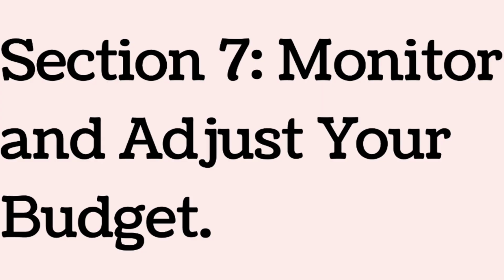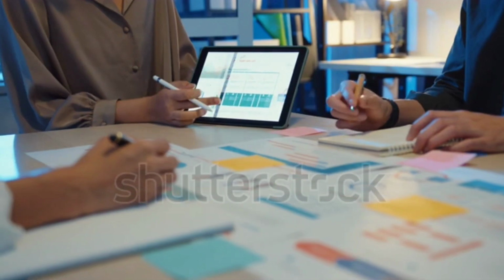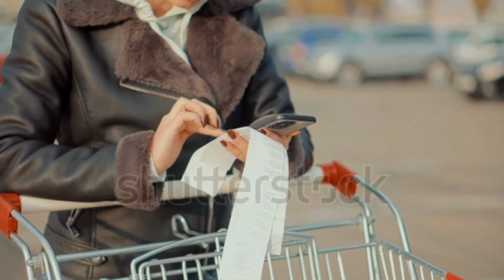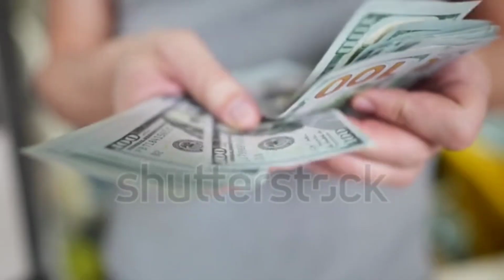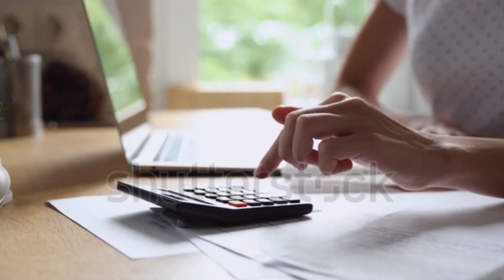Section 7, monitor and adjust your budget. Your budget isn't set in stone. Monitor your spending throughout the month and adjust as necessary. If you overspend in one category, try to cut back in another. The key is to stay flexible and make adjustments as needed.